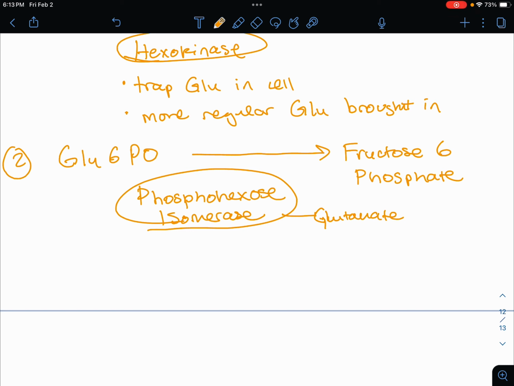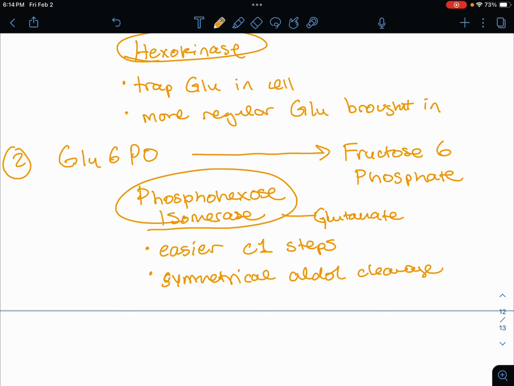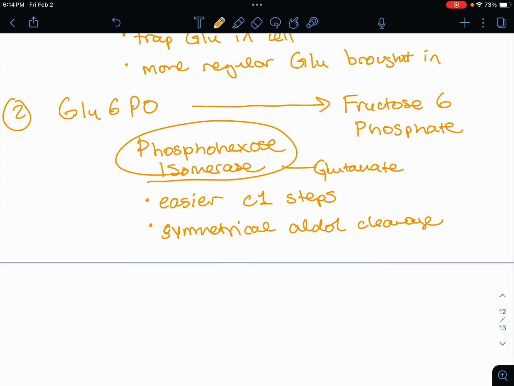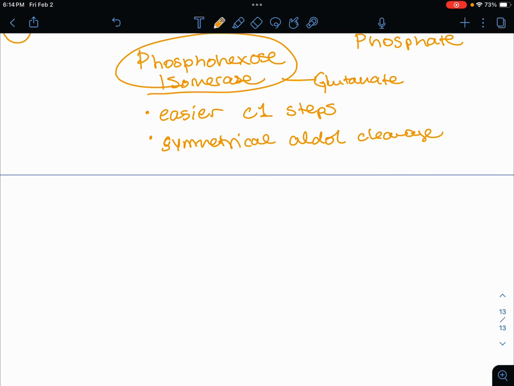The rationale for this is to have easier carbon-1 steps later on. And we're going to have a symmetrical cleavage of the aldol. We want to make sure it's as simplified as possible, so we need a symmetrical molecule when we're going to cleave it later on. All right, step 3.